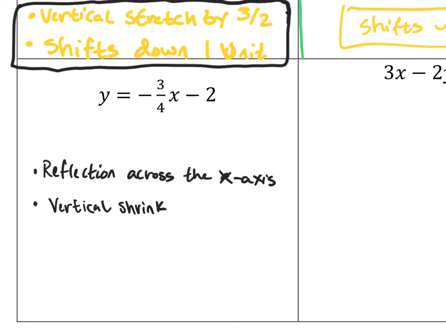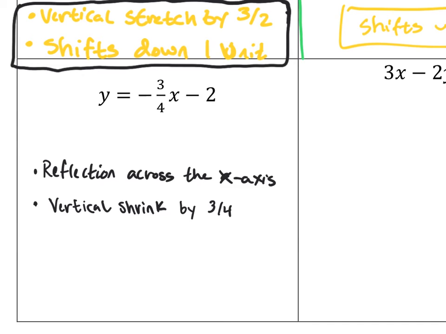Okay? Now, it is a vertical shrink. I want you to tell me what it is by. Well, what is the number? 3/4. So it's a vertical shrink by 3/4. Okay? All right. Then, the last thing here, looking at this.